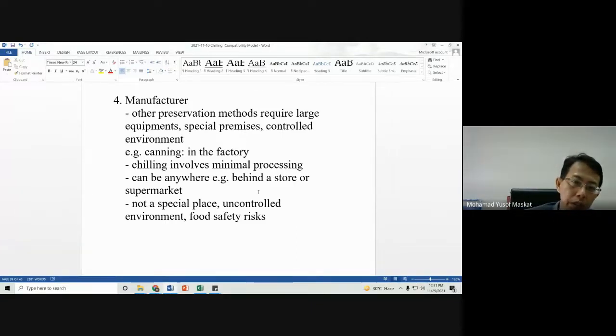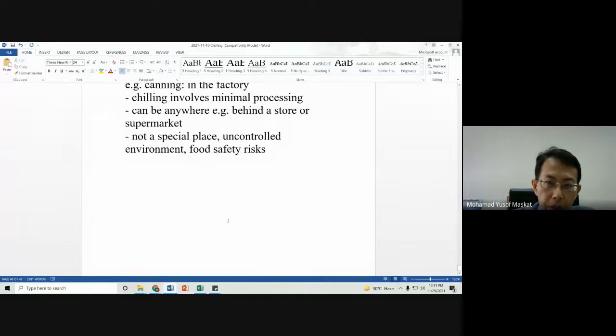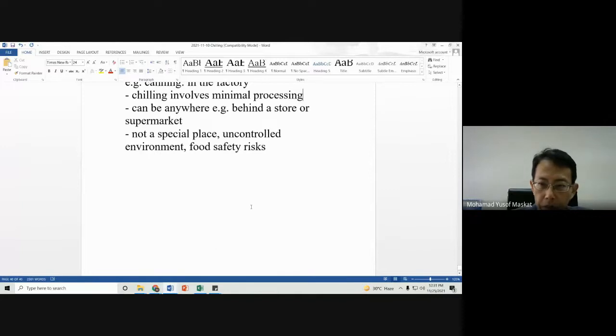But because chilling is a minimal processing method, it is simple. That simplicity allows it to be carried out basically anywhere. Behind a store, a supermarket, in any rooms. So no special place, meaning that it is more difficult to control the environment. So higher food safety risks.